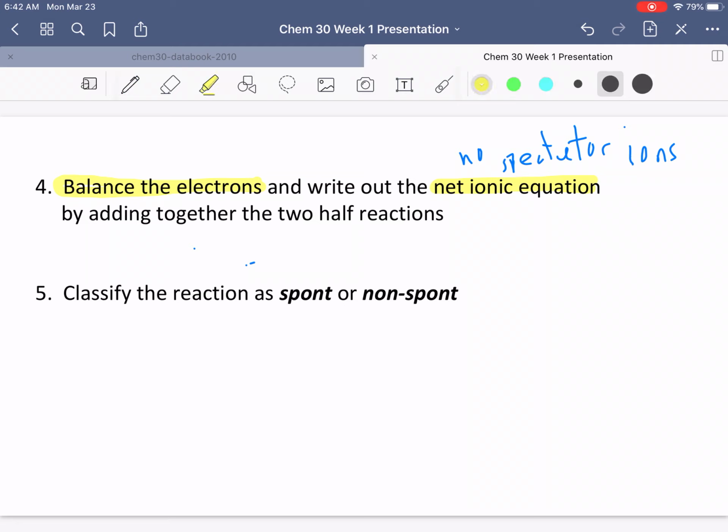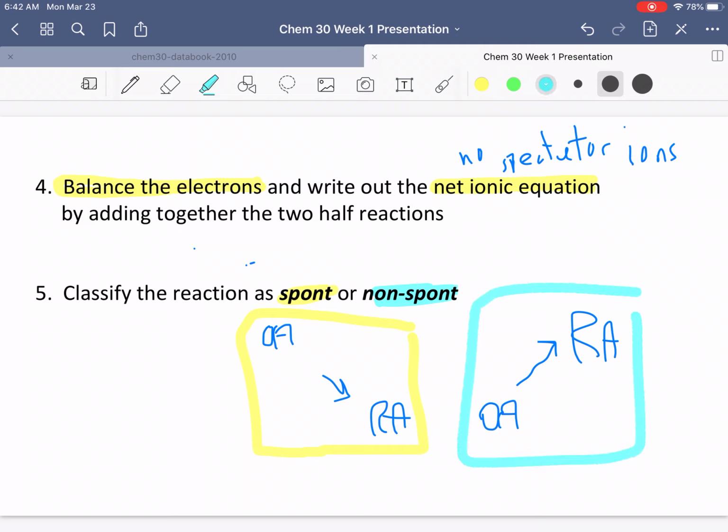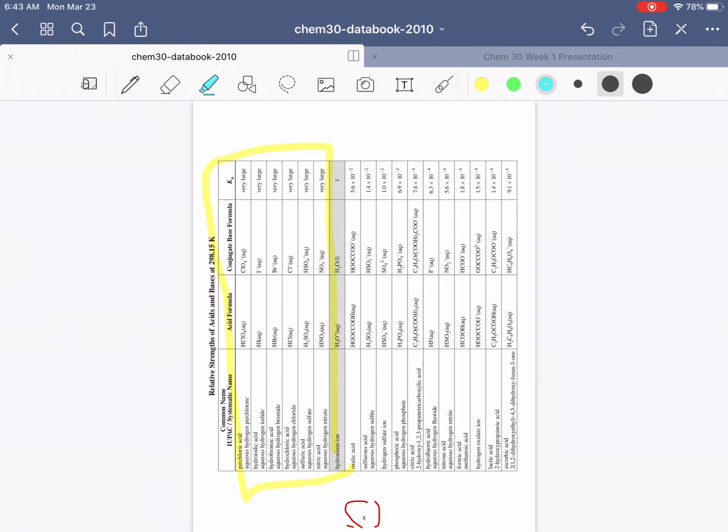Okay, very last step here is to classify the reaction. We've got two options. It'll either be spontaneous or non-spontaneous. Again, this is something we were talking about right at the end of what we were doing. If a reaction is spontaneous, then the oxidizing agent is going to be listed higher than the reducing agent. Vice versa, if it's non-spontaneous, the oxidizing agent is going to be listed lower than the reducing agent. So if you think back to our charts, you have to really think about where they're located to show you if you have a spontaneous reaction or not.